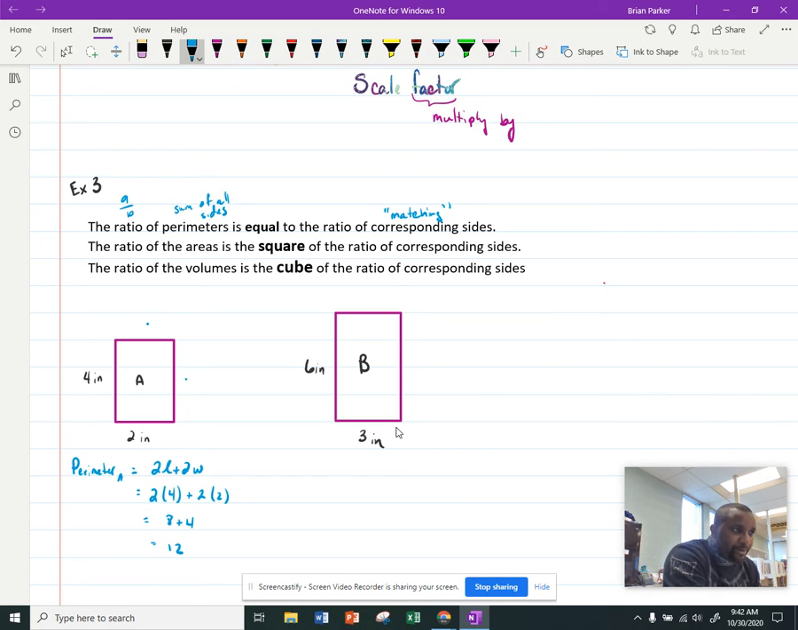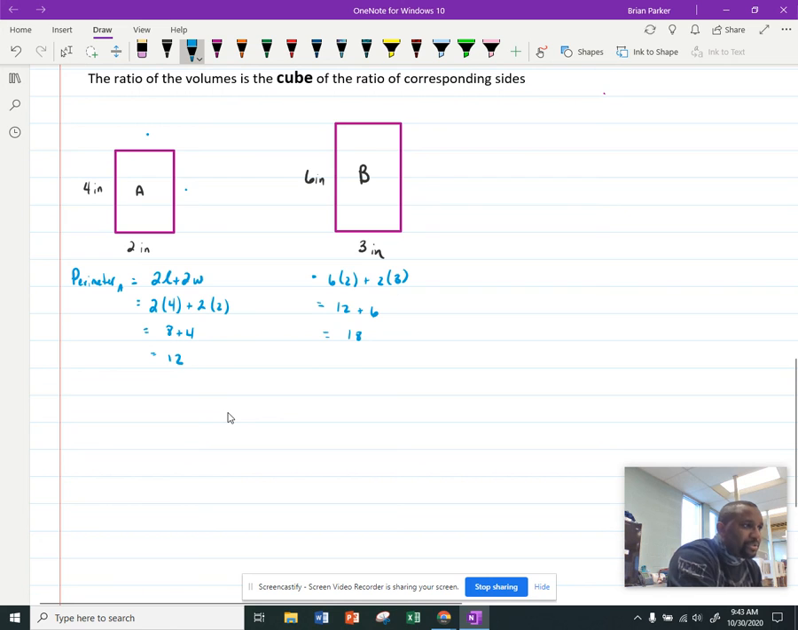And the other perimeter is going to be the same thing. That's going to be 2 of the 6s plus 2 of the 3s, which is 12 plus 6, so that's going to be 18. All right. Now remember, they said the ratio of the perimeters. The ratio of the sides is pretty obvious: 4 to 6. It's also 2 to 3, and those fractions are the same anyway.